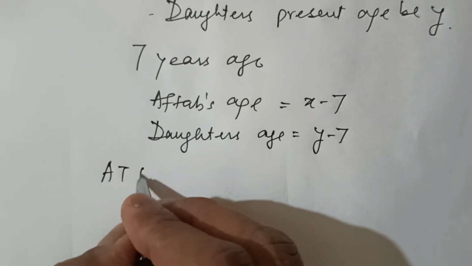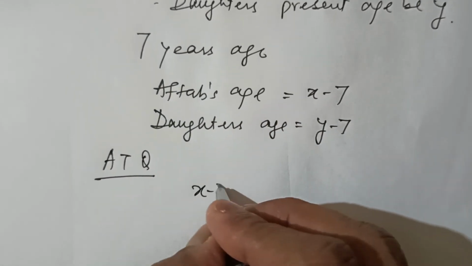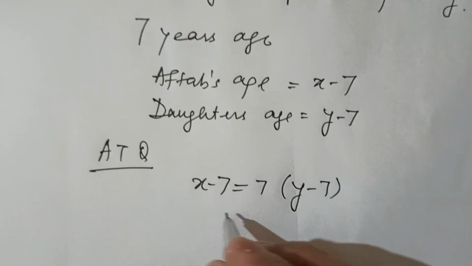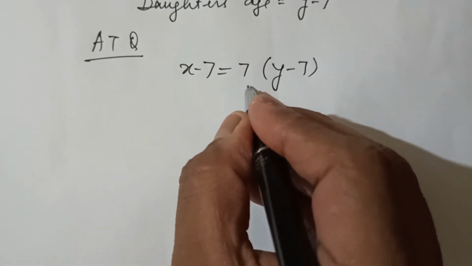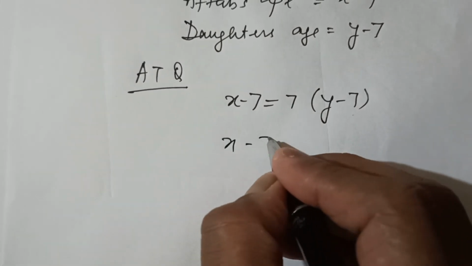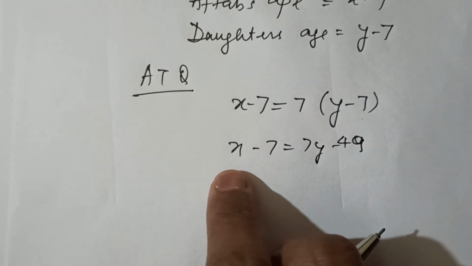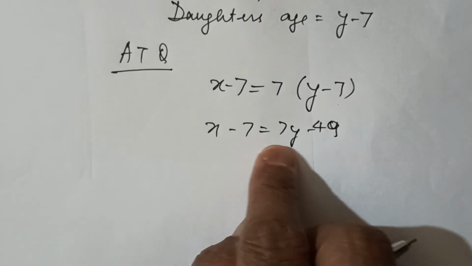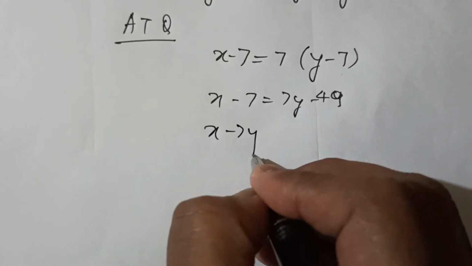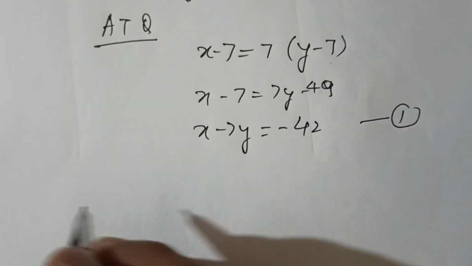Then according to the question, 7 years before, Aftab's age is equal to 7 times the daughter's age. That is x minus 7 is equal to 7 times y minus 7. We open the bracket and we get x minus 7 is equal to 7y minus 42. Rearranging these terms, x minus 7y is equal to minus 42. This is equation number 1.